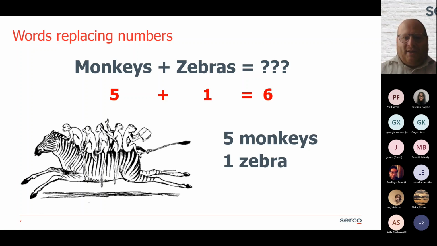That is a formula. That is an equation. You could argue it's algebra. It's everything we need to do, and we've done it in a very simple way. In itself, monkeys plus zebras doesn't mean anything, but once we give it some context in there, then we can do 5 plus 1 equals 6.